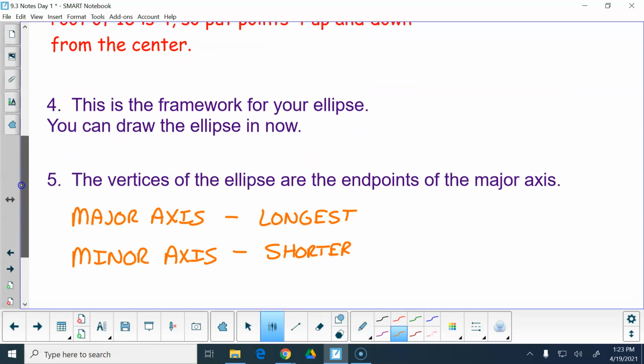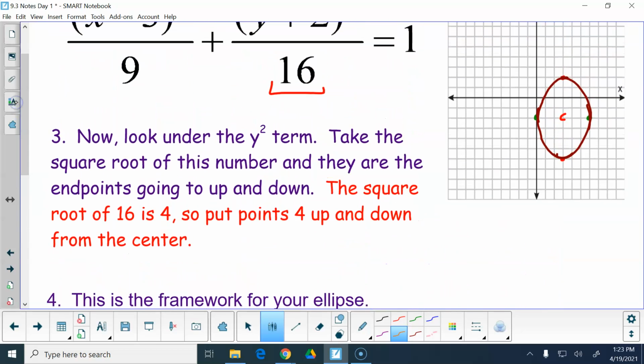So if I go back up here and I look at my ellipse, I'll do this one in blue. Okay? This is my minor axis because it is shorter than this one, which is my major axis.